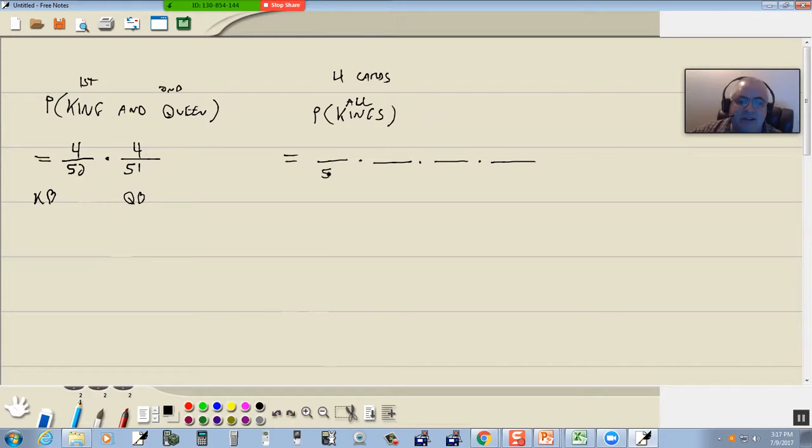Okay, I'm visualizing this. Now I got 52 cards. 4 of them are kings. I pull out the King of Hearts, for example. I've now set the King of Hearts to the side. So how many cards are left in the deck? There's 51. Of those 51, there's 3 kings still in the deck, because I already took that one king out and set it aside. So there's 3 kings left.